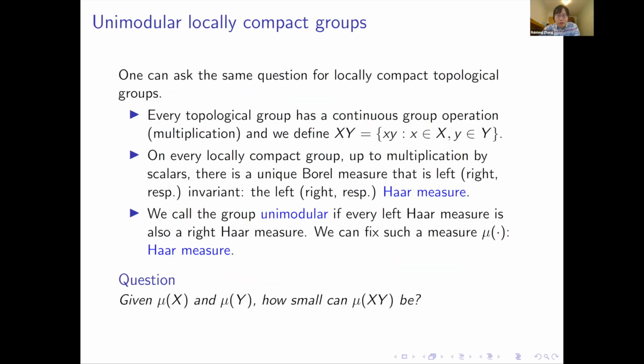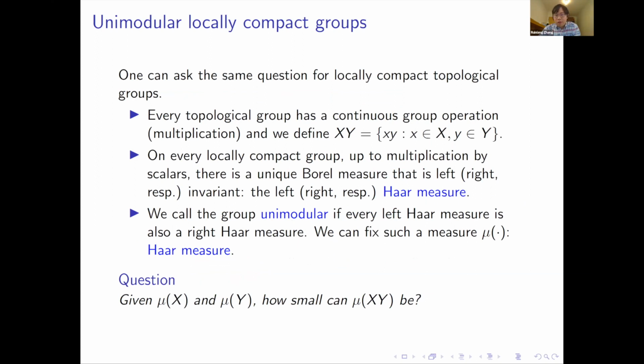Okay, so recalling a little bit about the terminology, I just said if you want to generalize this question, you better ask it on a group. At least that's a natural way of asking it. So you can ask it for a topological group. We require it to be locally compact so that it has a very nice measure. Every topological group has a continuous group operation. Actually, the inverse is also continuous.